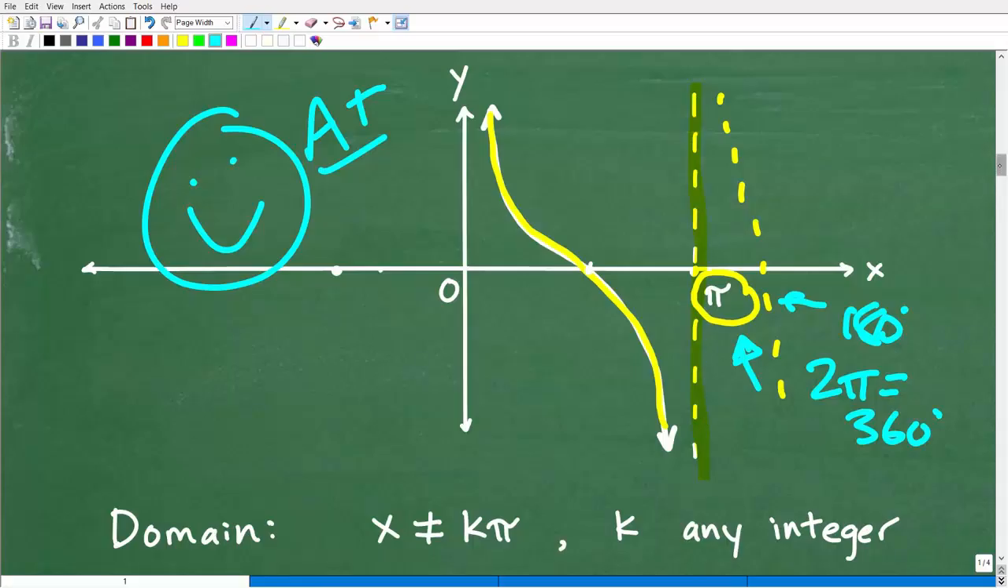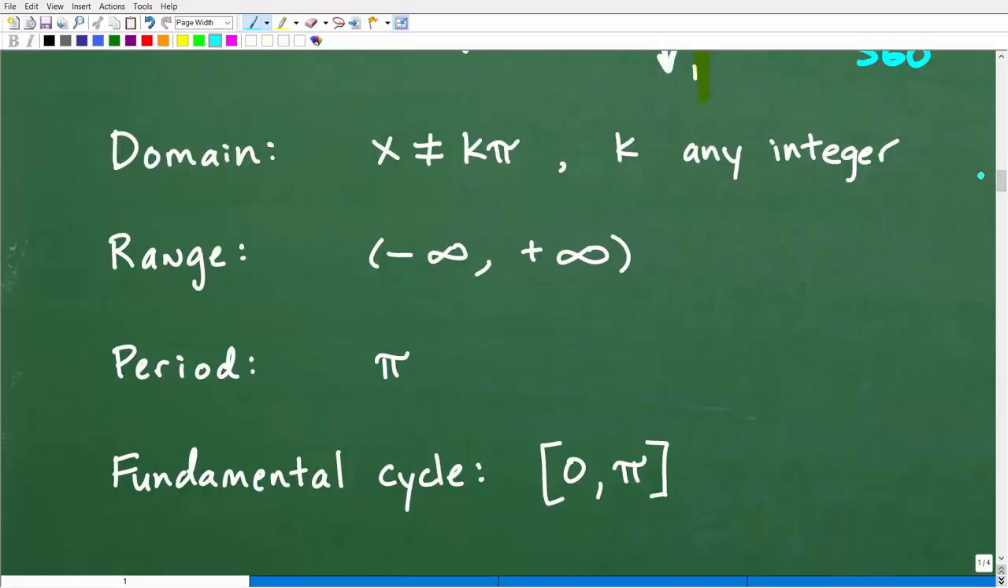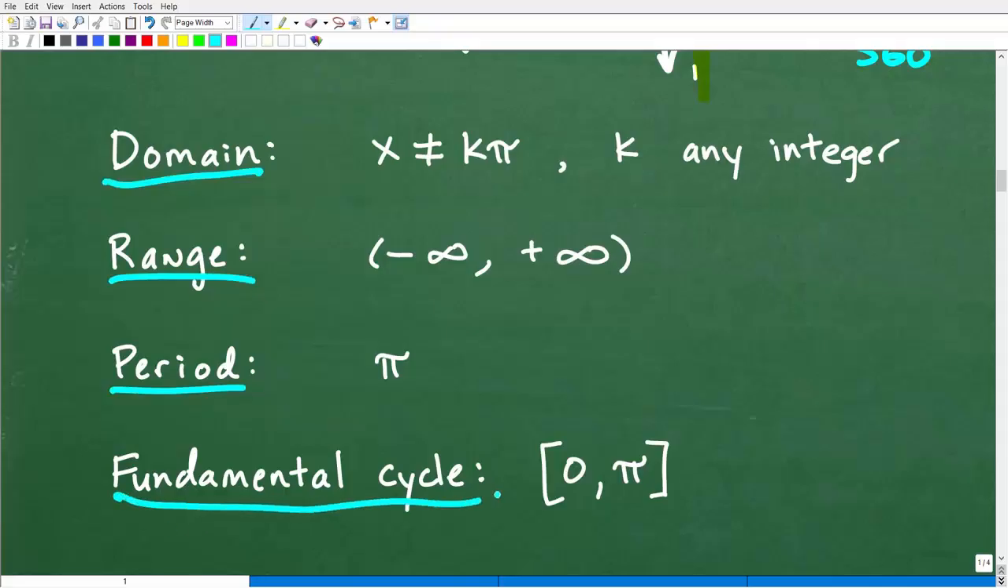So let's go ahead and define some of these things right here. I want to be using some terms that hopefully you understand. So we are talking about a trigonometric function. Functions have domain and range, and of course we have a period, and then this is what we call the fundamental cycle. Now let's just go ahead and define the domain. So basically we're talking about any real number. However, x cannot be k times pi, where k is any integer. What does all this crazy stuff mean right here?